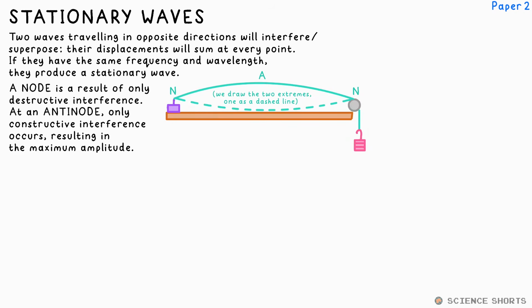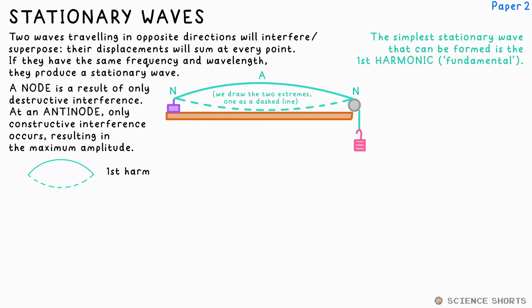We can see this if we attach a string under tension to a vibration generator. The wave is sent down the string, it reflects at the pulley, goes back the other way, and then these two waves interfere, superpose. The simplest stationary wave looks like this. We call this the first harmonic, or the fundamental mode. One loop, one antinode, and a node at both ends.